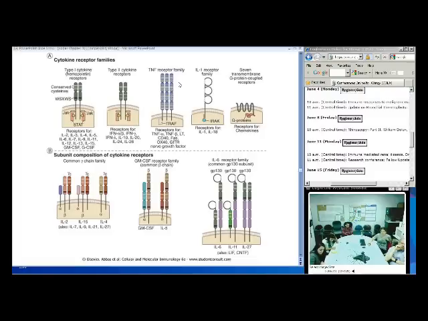This is from a BOS, and this shows the common gamma chain family cytokine receptors. Let's see, 2, 4, 7, 9, 15, 21. I don't think this 27 is actually still listed anymore.